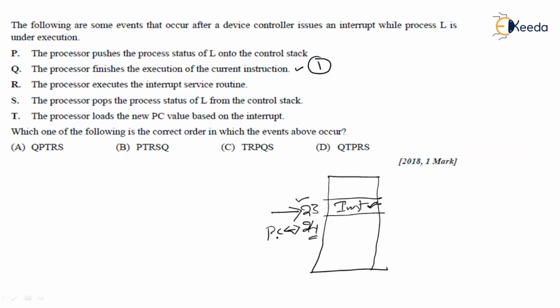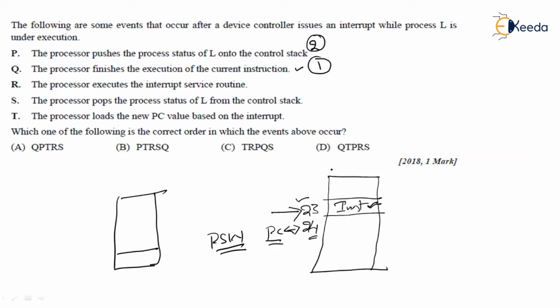After which we're going to push the program counter value and PSW, that is program status word, into the stack. That is, the next thing is the processor pushes the process status of L into the stack. So the current status will be pushed into the stack. So this is 2.